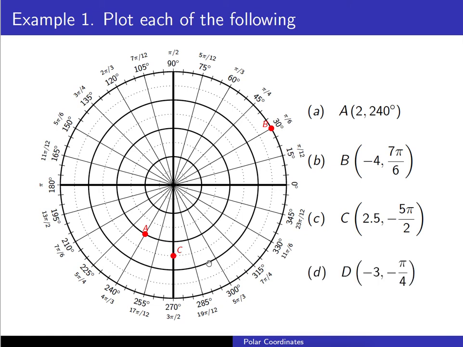Finally, part D, we have -3 and -pi over 4, so let's start at the pole and go 1, 2, 3 rings to the left. Negative rotation means that we are rotating clockwise or to the right. So we're going to rotate pi over 4 units, or 45 degrees. Here's 45 degrees, so we should be right about here for point D.